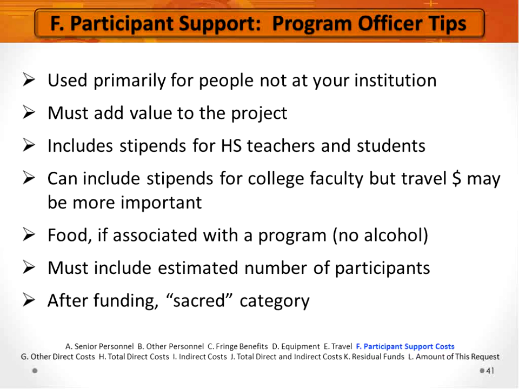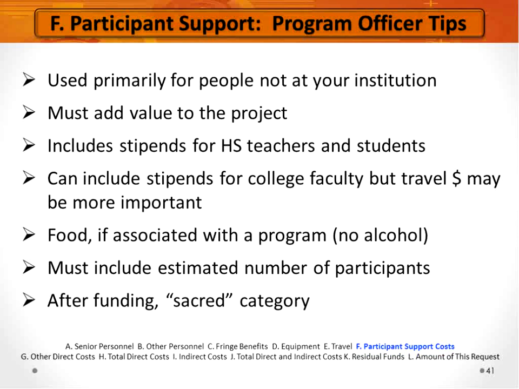The food, here's the food. If you put food or subsistence there, it has to be one of two things. If they're coming in from a distance, okay, so they have your workshops in Washington, D.C., and they're coming from Ohio, so you're having to pay their travel as part of the travel there too, you can include normal subsistence for them.